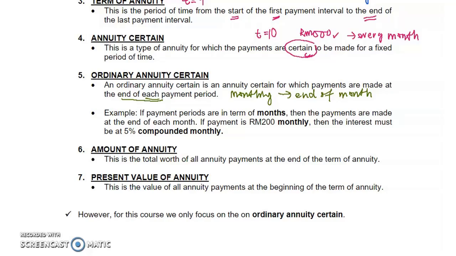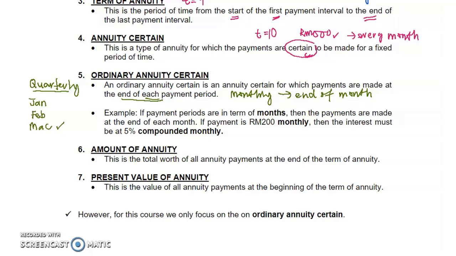Let's say your payment is based on a quarterly basis, for example, starting with January, quarterly, every 3 months, right? So January, February, March. So what is ordinary annuity certain just now? Payments are made at the end of each payment period. So it means that for January, February, you will make the payment during March.